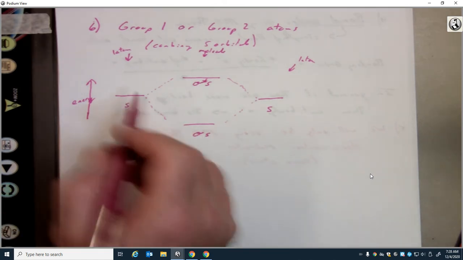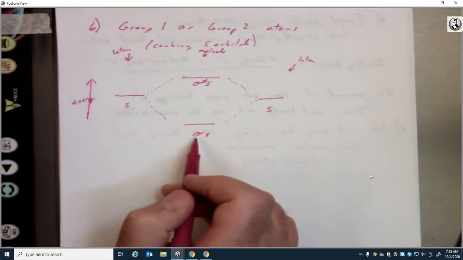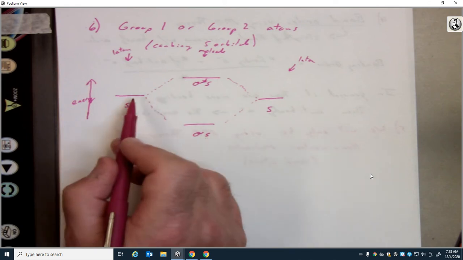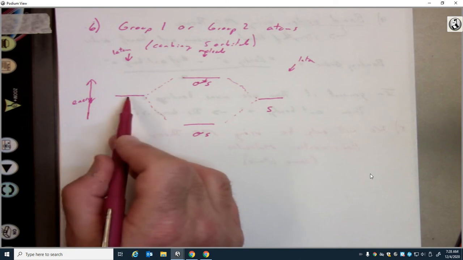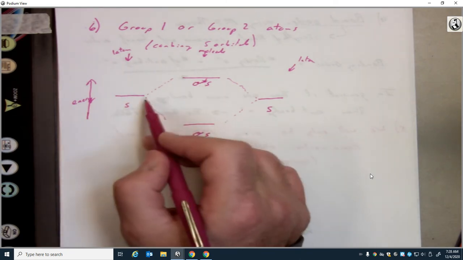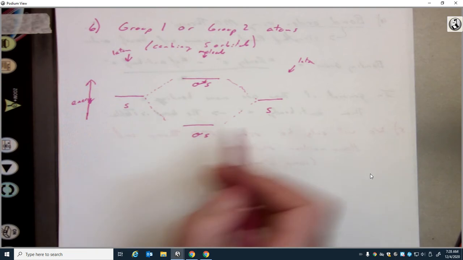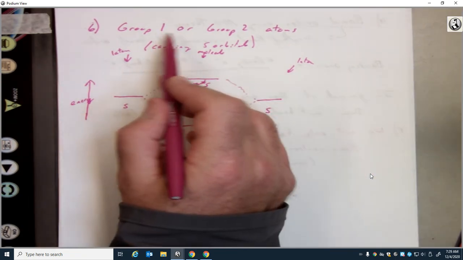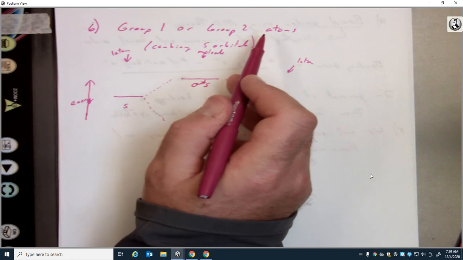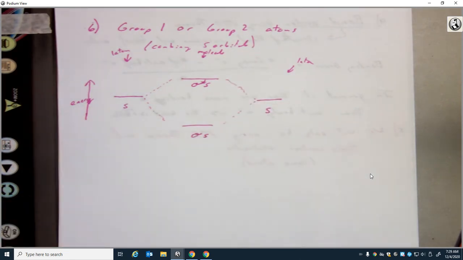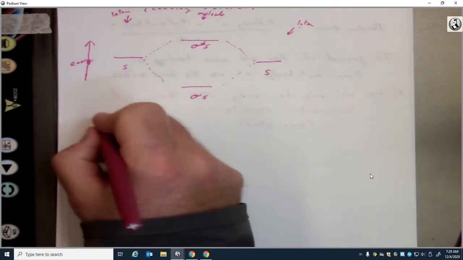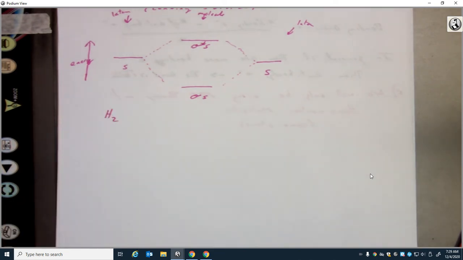Now remember what we said. The sigma s molecular orbital will have less energy than the atomic orbital. The anti-sigma will have more. This is the chart that we're going to use whenever we're bonding a group 1 or group 2 atom. So let's try it. Let's start simple. Let's start with diatomic hydrogen.